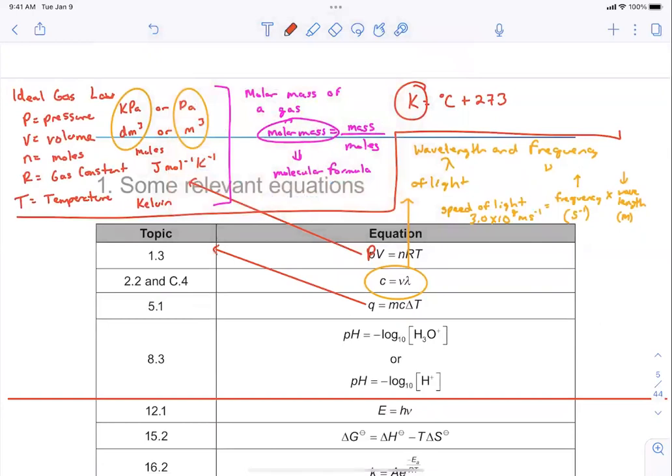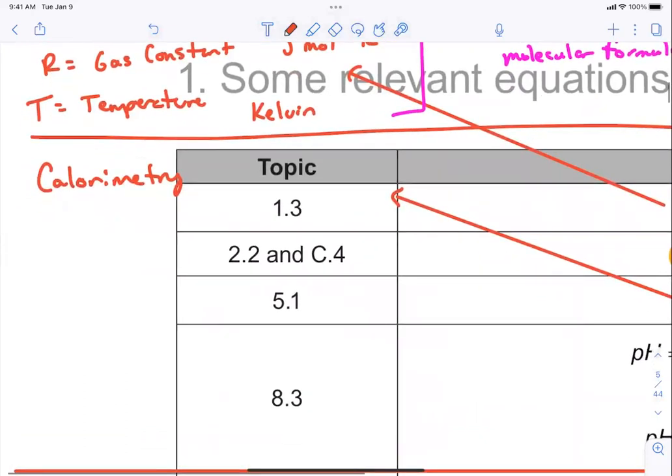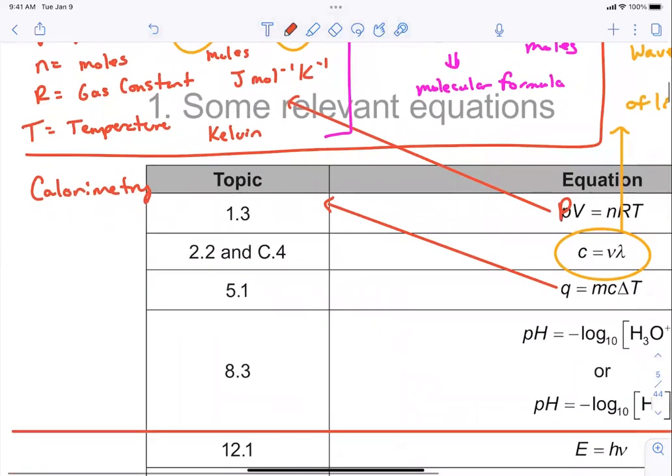I'm going to write over some things right now. Q equals mc delta T. This is calorimetry. One of the biggest ways that especially SL students can calculate the enthalpy of a reaction. And so again, knowing what Q, m, c, and delta T stand for and not making a mistake about assigning values is the big challenge for this.